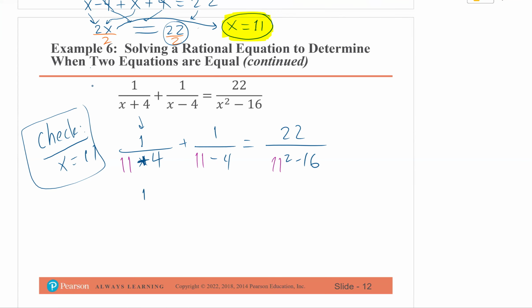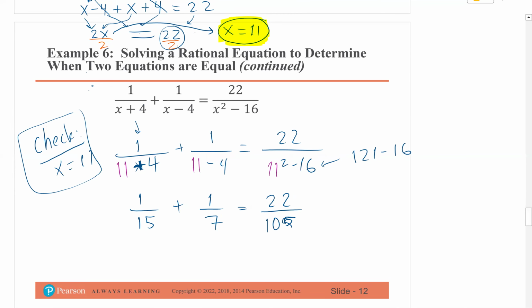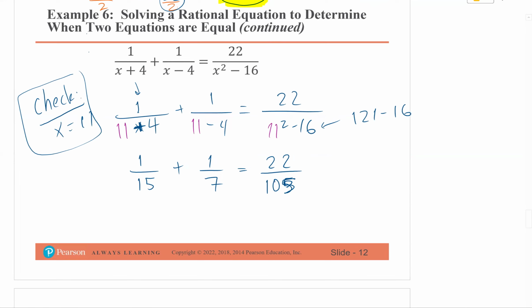On the very left fraction, it's 1 over 11 plus 4, which is 15. And then on the second fraction, 1 over 11 minus 4 is 7, equals 22 over 11 squared. 11 times 11 is 121. Take away 16 is, ew, what is that? 105? Wait, is that true? I think so. Sure, whatever. Ugh, that's not pretty. I want to see if that's true.